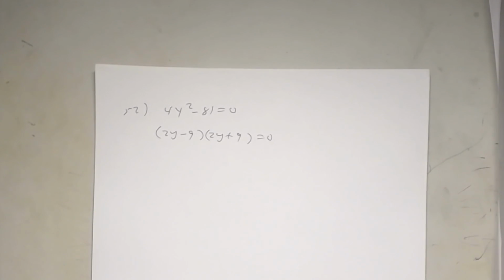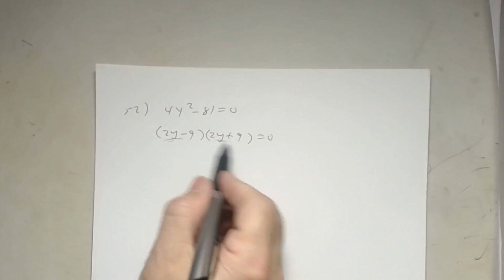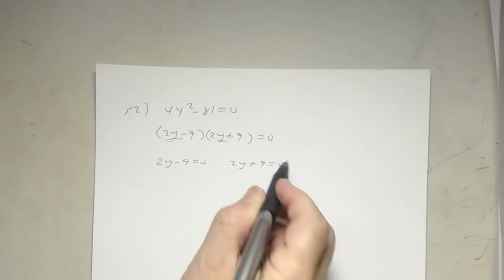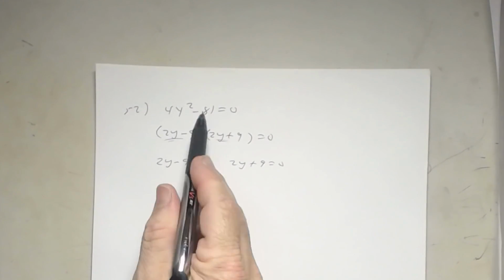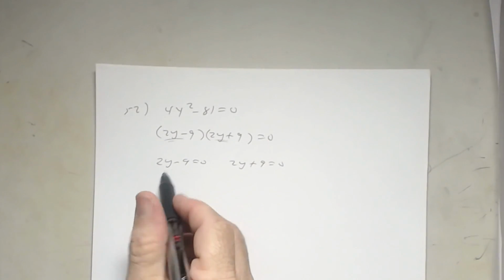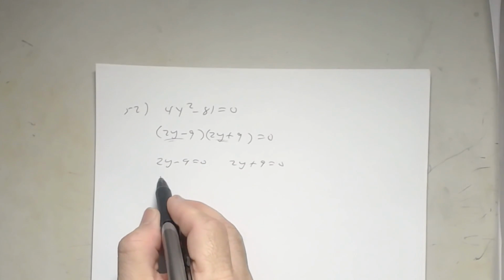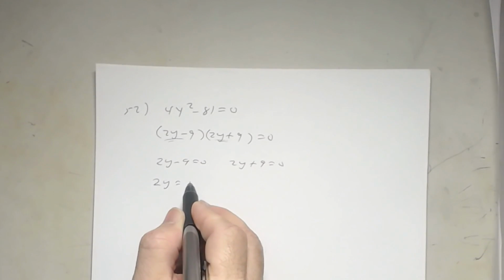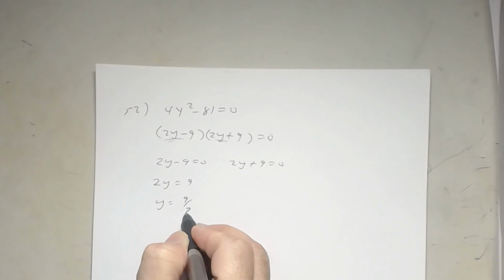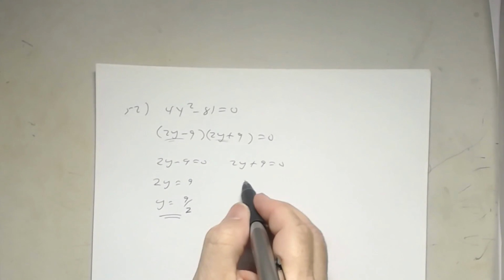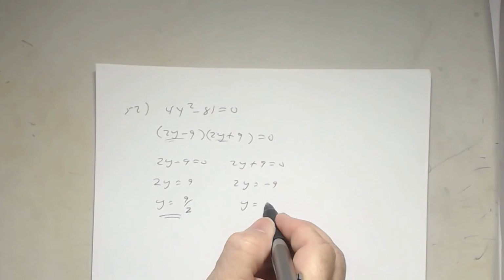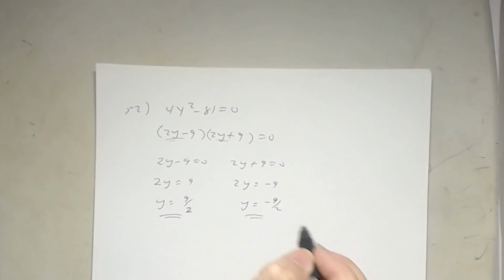Now what's the next step? Set them both equal to 0. So 2y minus 9 equals 0 and 2y plus 9 equals 0. Notice I went from a quadratic equation to linear. Some of you have trouble solving a linear equation. What does 2y equal? 9. So what does y equal? 4.5, or 9 divided by 2. Over here, what does 2y equal? Negative 9. What does y equal? Negative 9 halves.